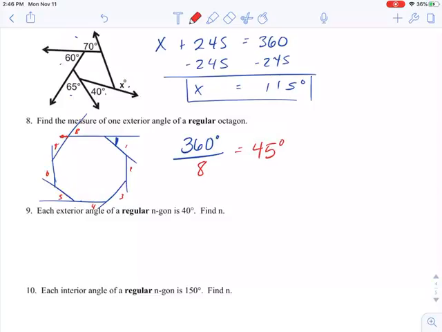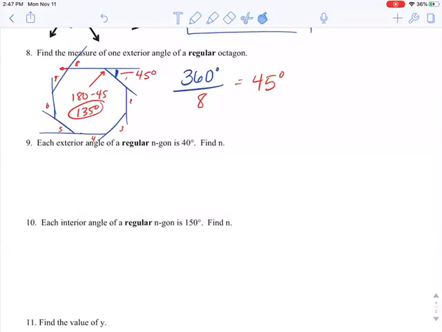And one thing that's kind of cool about this is you could also use it to find an interior angle. If this is 45 degrees, then I know that the interior angle would be 180 minus 45, or 135 degrees. And you might like to solve something that way.